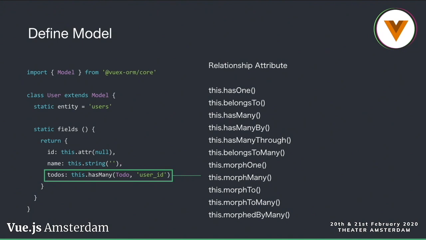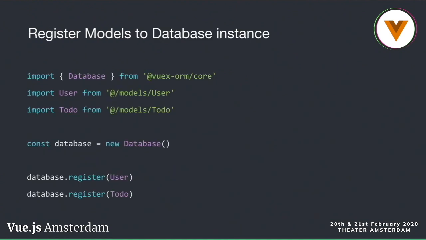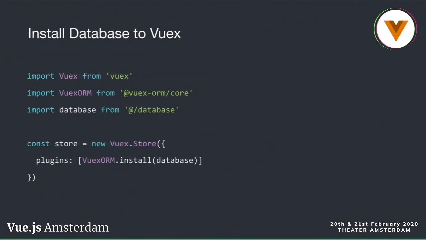And if you ever use Laravel Eloquent, this should look very familiar because I am a Laravel user as well, so I'm borrowing this idea from Eloquent. And once you're done, you register models to the database instance, you install the database to Vuex. Now you can use it in the Vue component, but where and when?